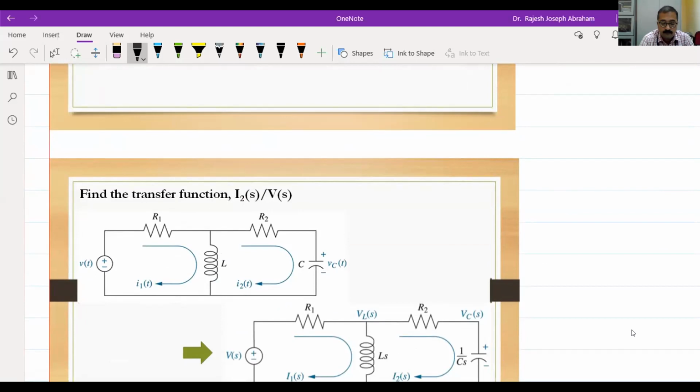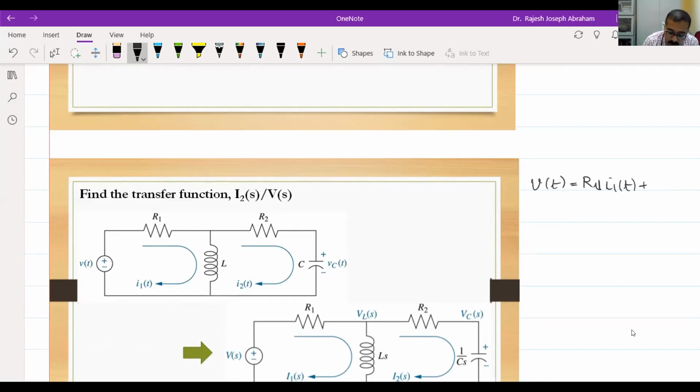So how to solve this? Again, we can follow the mesh method. There are two loops here. If we apply KVL, there will be two voltage equations, so let us write the voltage equation for the two loops. This is loop 1. For the assumed current direction, V of t, the potential rise, is equal to the sum of potential drops. What is the drop in R1? R1 into I1 of t, plus what will be the drop in L?